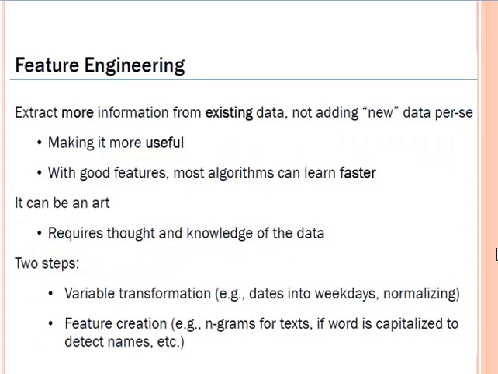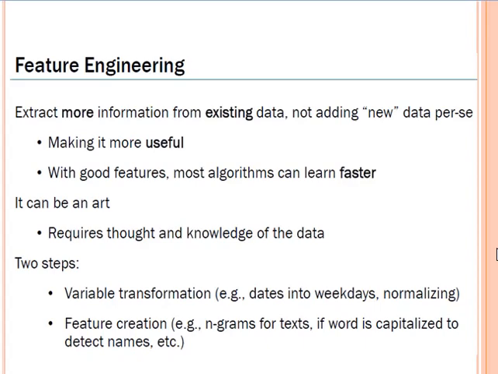Now, extract more information from existing data, not adding in new data, right? So, it is important to note during the feature engineering phase that we are not interested in adding new data into the existing data, but it's good to extract more features or more information from the existing data which we have already, right? And the target is to make it more useful. We want it to be as informative as possible, and it should be with good features.